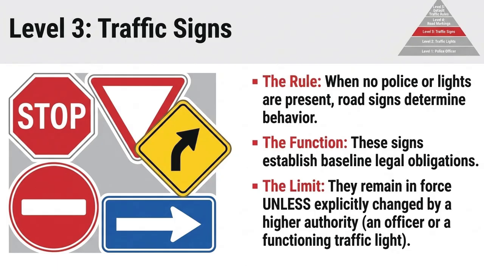Now, if there are no police and no working lights around, level 3 traffic signs kick in. These establish your baseline legal obligations. We're talking your standard stop signs, yield signs, mandatory direction signs, the usual suspects. They're your primary guide for who has the right of way.